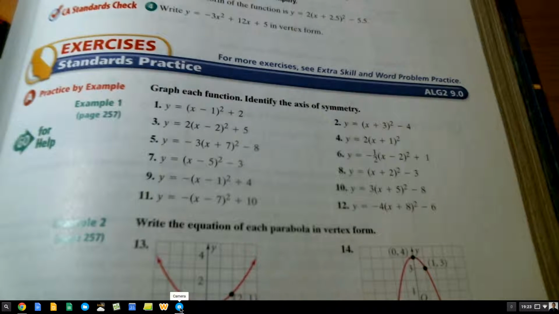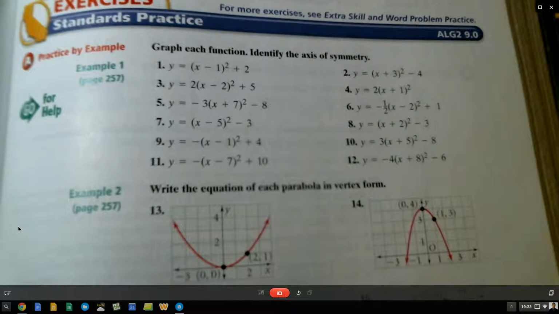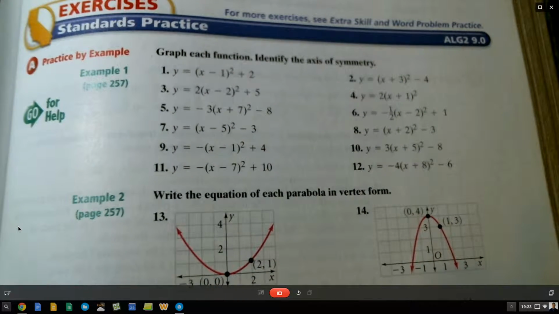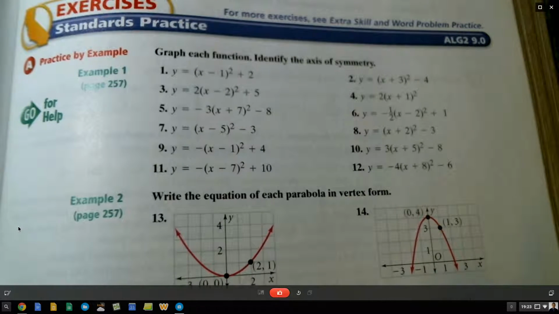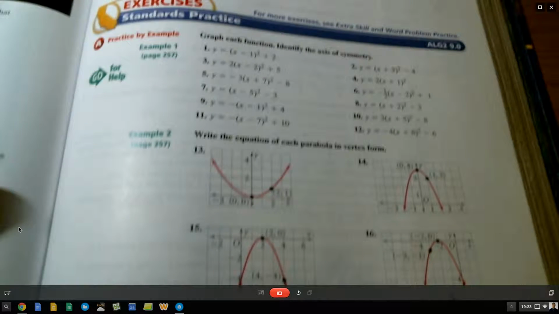Number 11 says, graph each function, identify the axis of symmetry, and the equation that is given for number 11 is y is equal to negative parentheses x minus 7 squared plus 10. Okay, so let's do that.